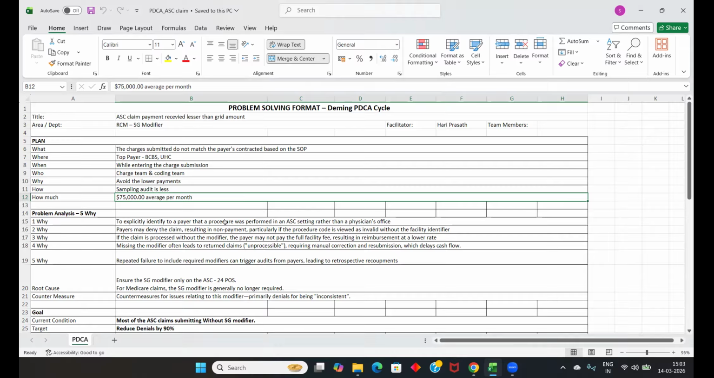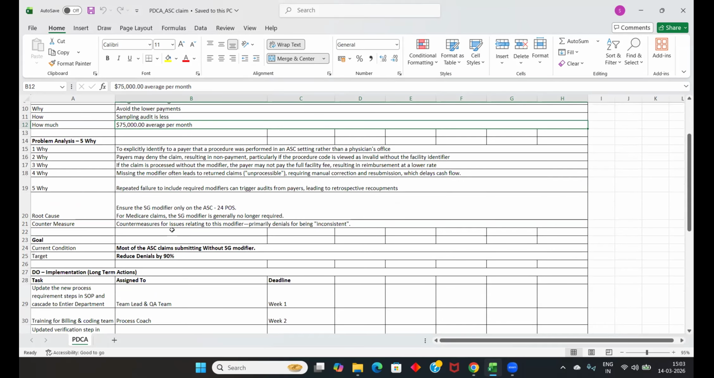Another one would be repeated failure, which can trigger the payers to recoupment. Sometimes claims submitted without the SG modifier get paid incorrectly, and afterwards the payers ask for recoupments. These are the 5 whys I did, and I mentioned the root cause. We have to ensure the modifier with place of service 24. It's only related to ASC billing, not professional billing. For Medicare, we should not bill the SG modifier, as it's no longer required. So this is the plan and problem analysis I did.